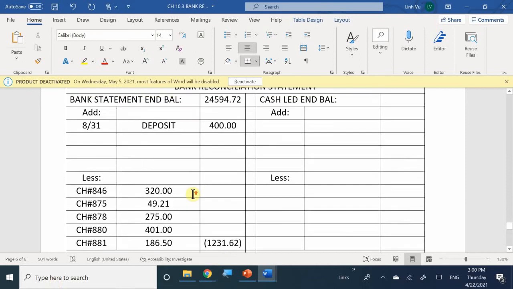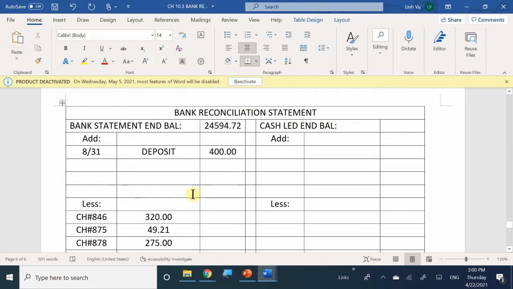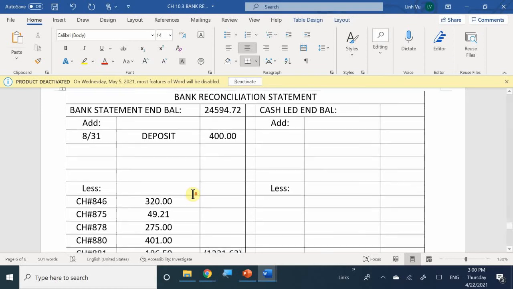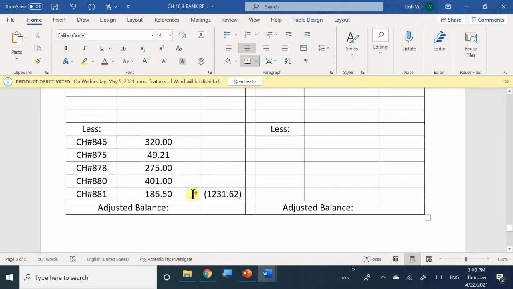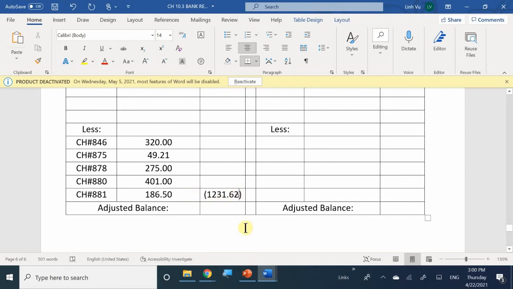What is my ending adjusted balance? Adjusted ending balance. Wait, I think I was wrong on that. We might do the math again. Should be 72 cents. Or wait, I might do my math again, because even looking at it, I should be 71 cents, yes.